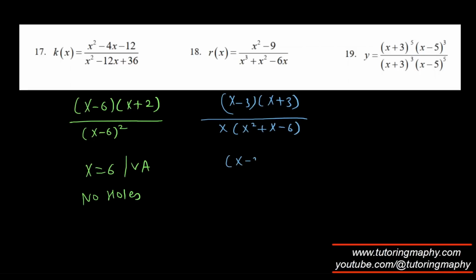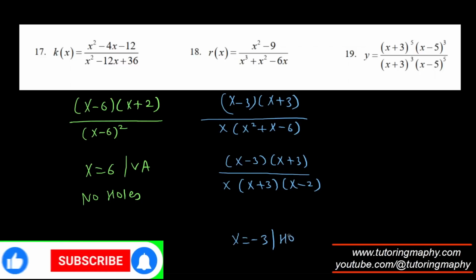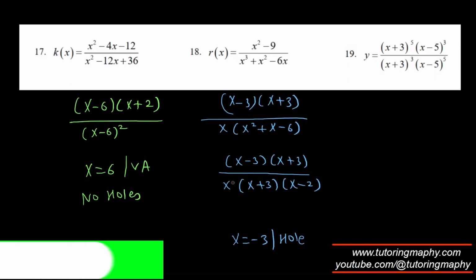So this will be x minus 3, x plus 3. And over here, I have x times x plus 3 and x minus 2. Equal to negative 3 as a whole, right? Because that's common on the top and bottom. So x equal to negative 3 is a hole in this case because it is common on the top and bottom.